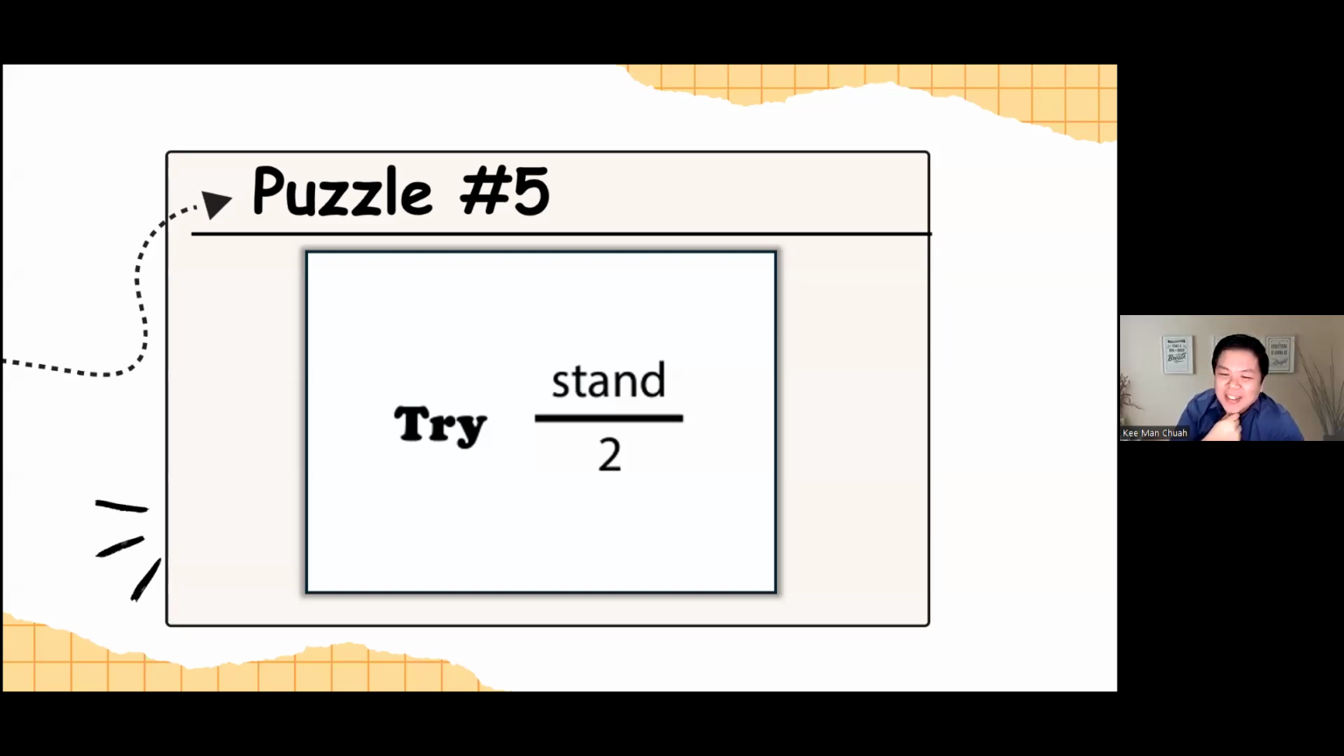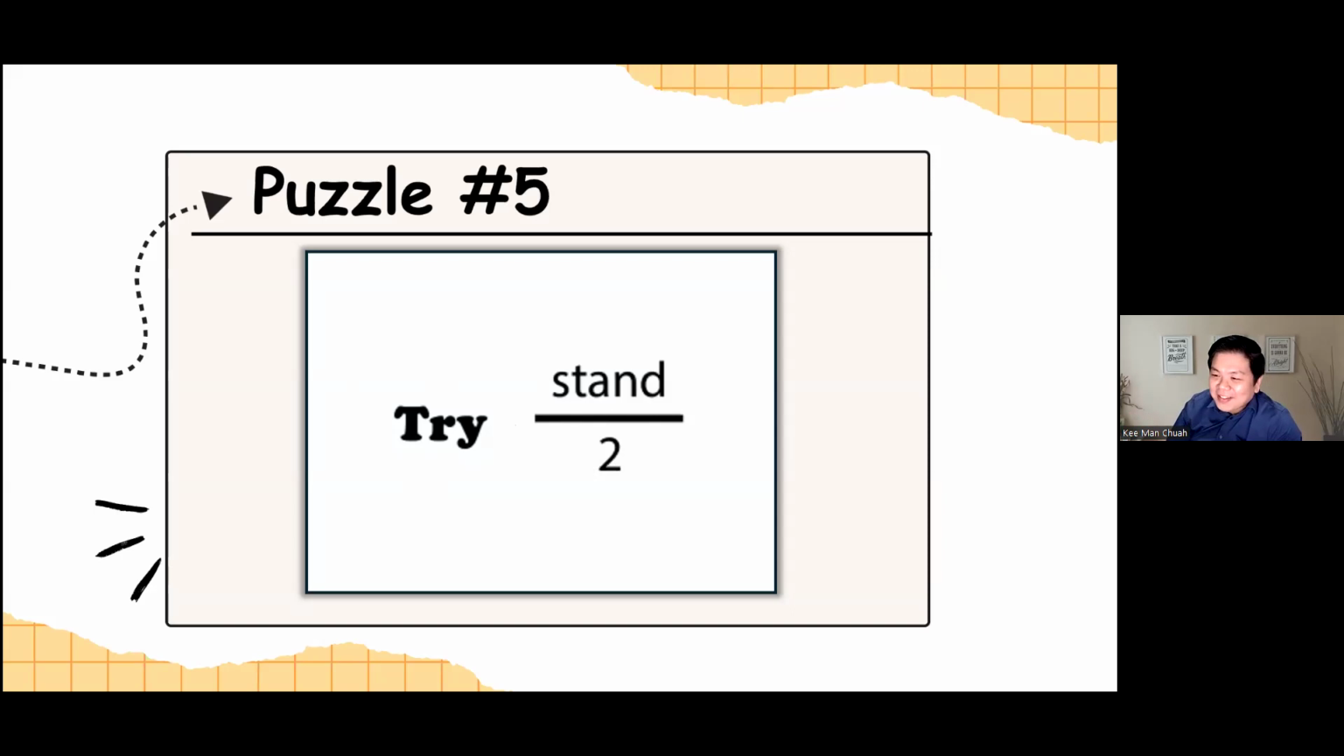Yeah, this one should be easy. Because the two is under stand. So it's try to understand, right? But some can interpret it as try stand over two or whatever, but the one that makes sense would be try to understand. If you say stand by, maybe, because try is next to it, but the two is there, right? So you're going to miss out the two there.